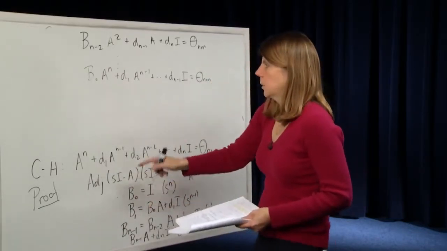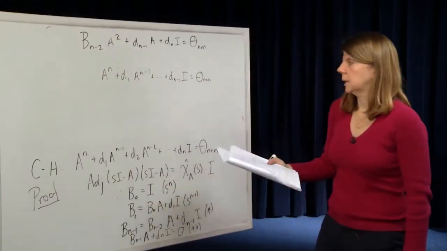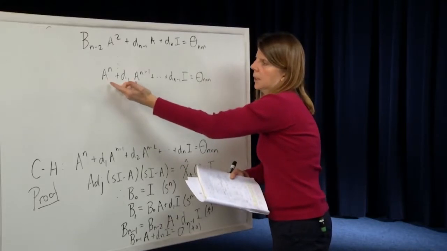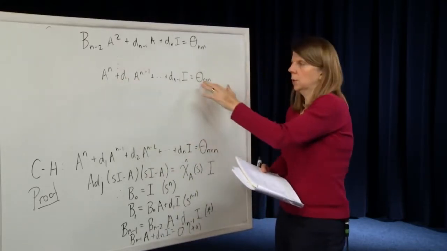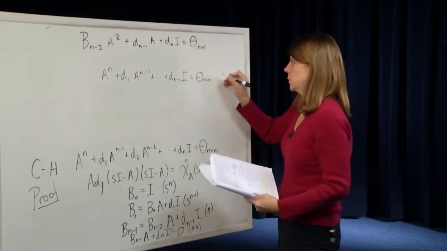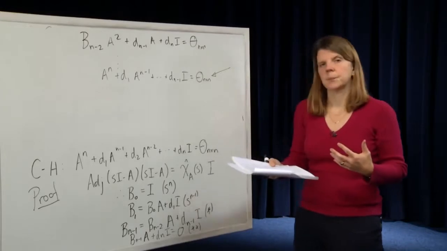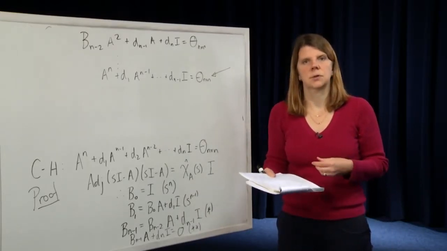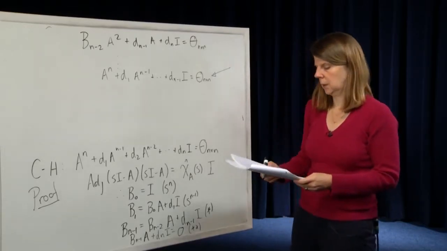But we know that B0 is the identity, so that just becomes the identity, and we end up with basically the expression that we want, which is that the matrix, we've plugged in the matrix A into its characteristic polynomial, and we end up with 0. So basically this is a proof of the Cayley-Hamilton theorem. It just comes from the structure of what sI minus A, what that matrix inverse looks like in terms of the adjugate and the determinant.